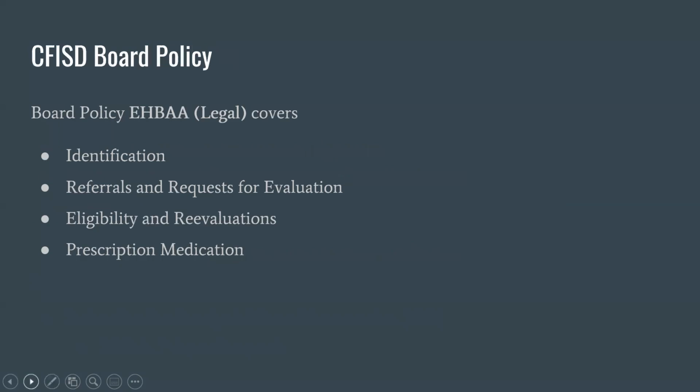I wanted you to know we have board policy on the identification, including Child Find, private schools, and preschool students. We have board policy on referrals and requests for evaluations, including our initial evaluation, our time frame of completion, and psychological evaluations. We also have board policy on eligibility and reevaluations, which would be our disability definitions, visual and auditory impairments from birth on, determination of eligibility, consent, and independent evaluations. Our last one is prescription medication.